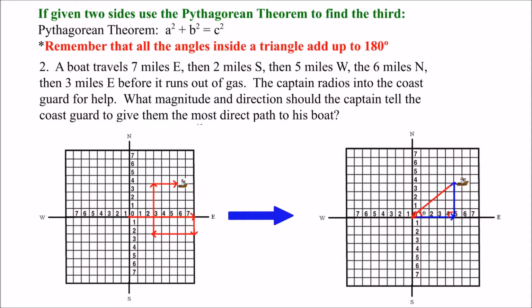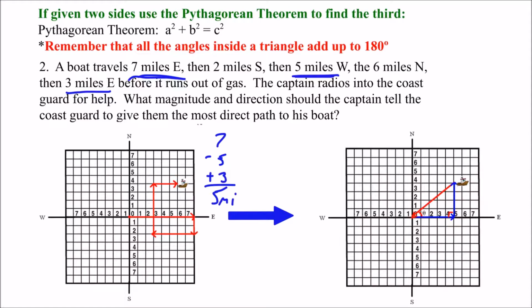If I look at this, I've got 7 miles to the east, and I've got 5 miles to the west. To the east, that's positive. To the west, that's negative. That means so far I have overall a positive 2. So I'm going to say 7 minus 5, and then I've also got 3 miles to the east, so plus another 3. So overall, that's 5 miles to the east. If you look over here at our new picture, we've gone 5 miles to the east.